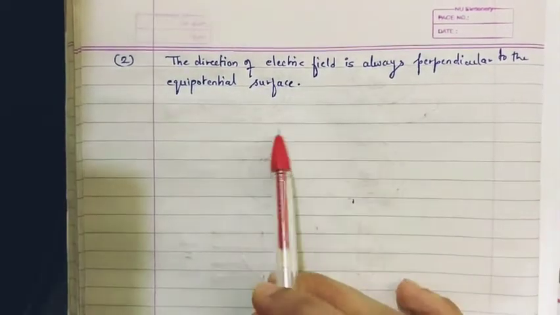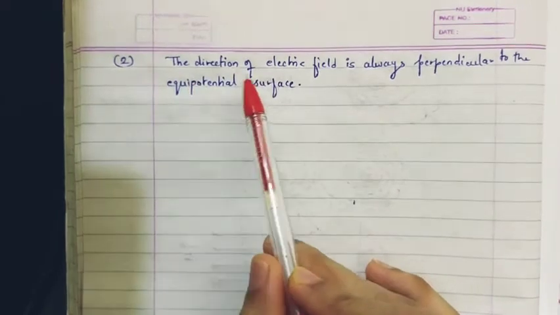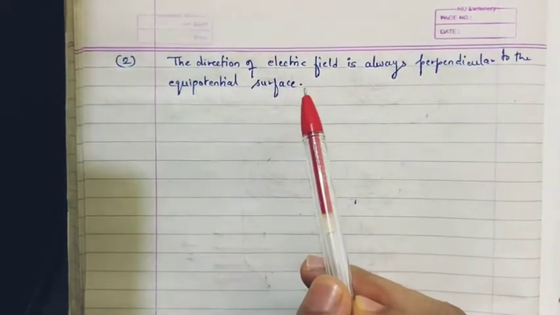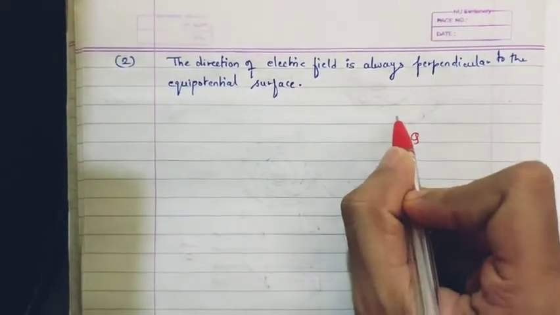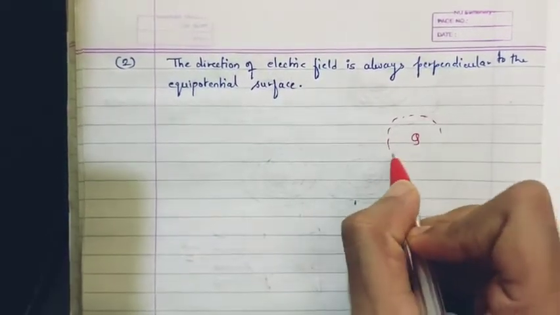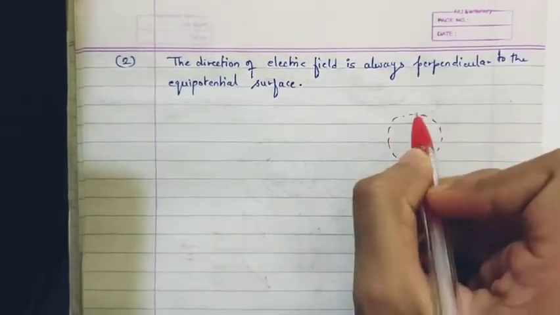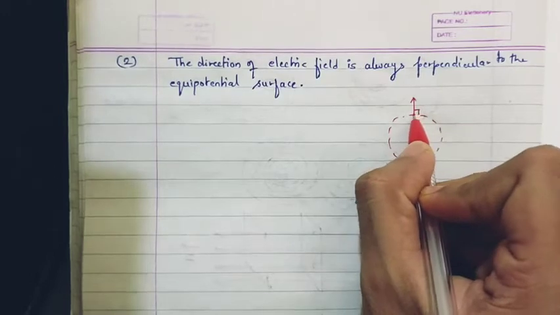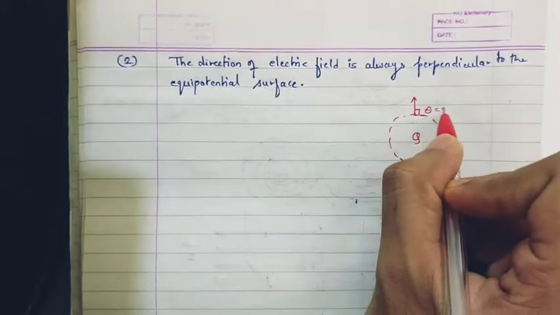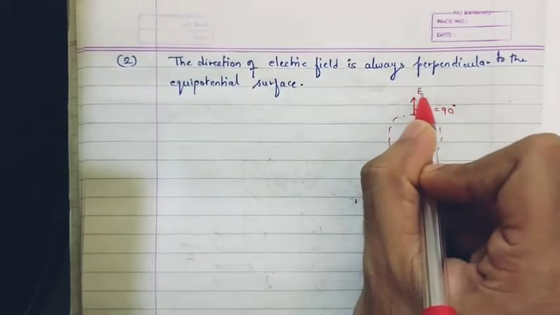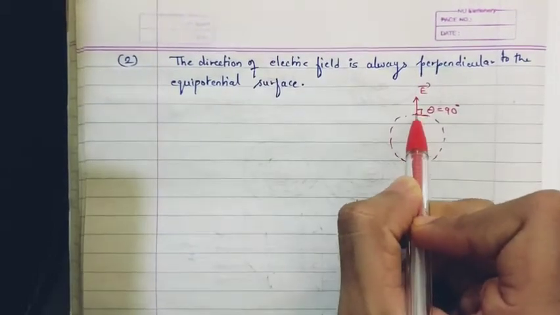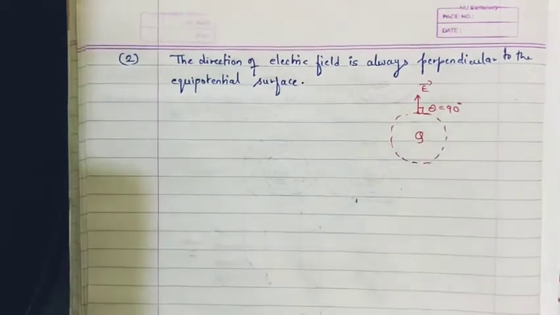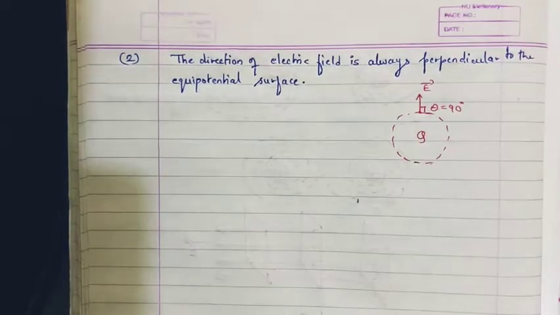Okay, so the next property we have here says the direction of the electric field is always perpendicular to the equipotential surface. So again, if we have this charge and this is our equipotential surface, then the electric field at every point on this equipotential surface has to be perpendicular. That is, theta has to be 90 degrees. This is my electric field vector. This electric field will always be perpendicular to the equipotential surface. So let's prove this now.